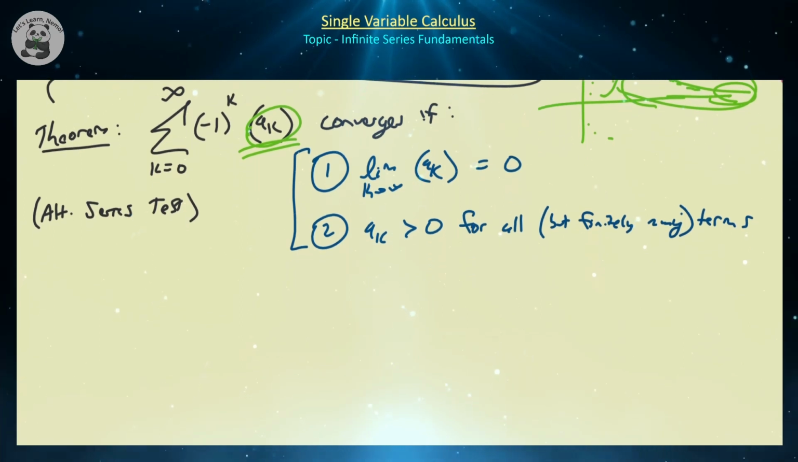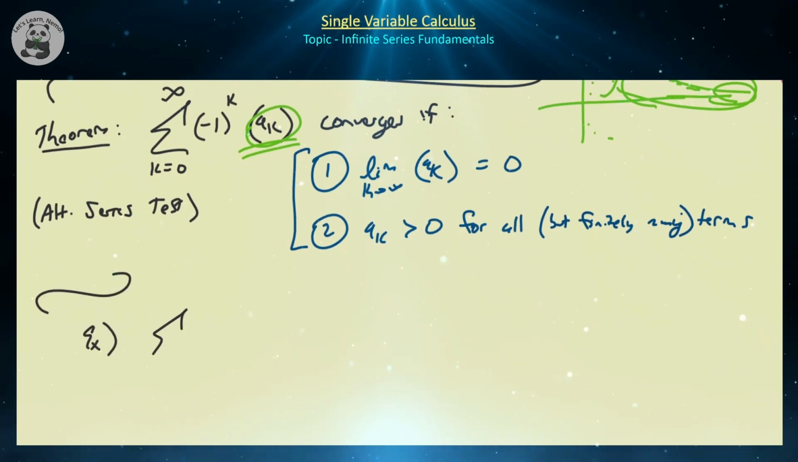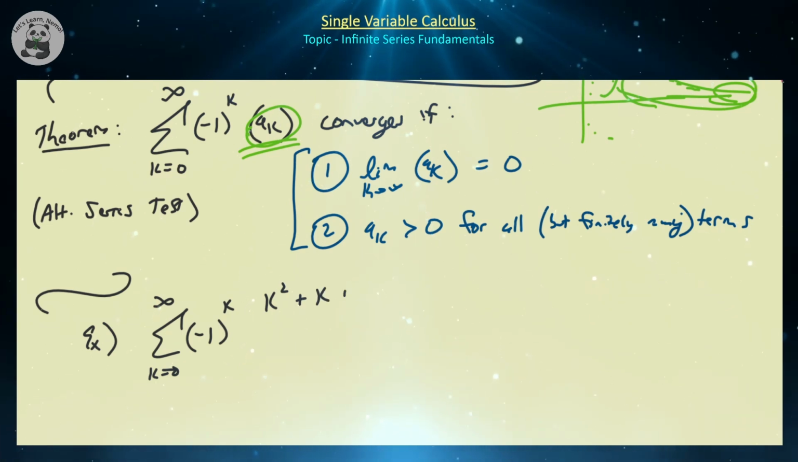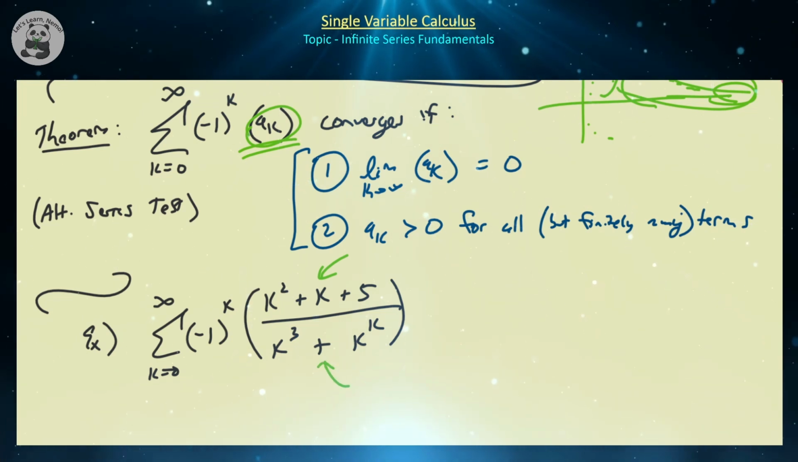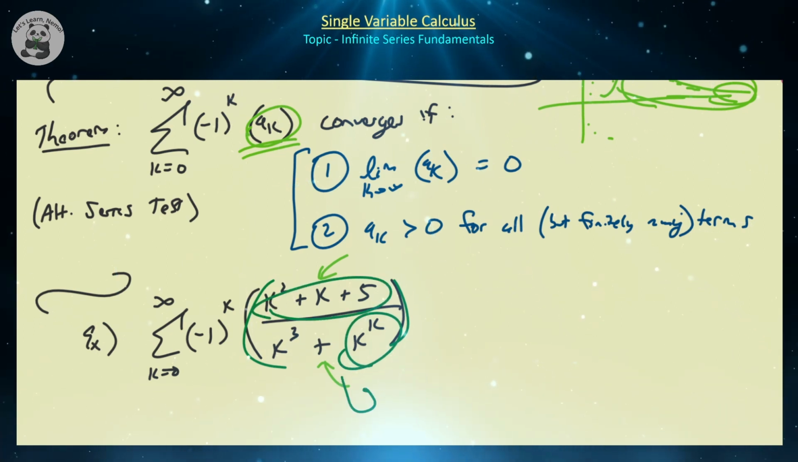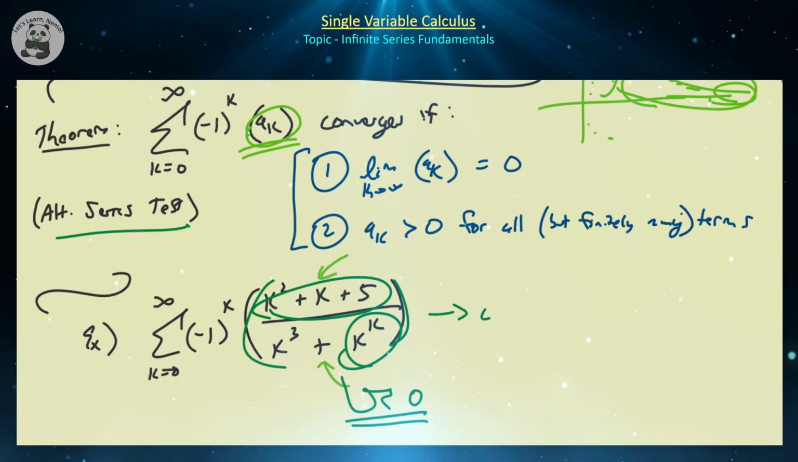So for example, if you have the sum from k equals 0 to infinity of negative 1 to the power of k, times k squared plus k plus 5 over k cubed plus k to the power of k, then obviously we have an always positive sequence, and we know that tetrations will always dominate polynomials, so this term is going to go to 0 in the limit, and since that goes to 0, it's an eventually decreasing sequence, and by the alternating series test, this infinite series does converge.